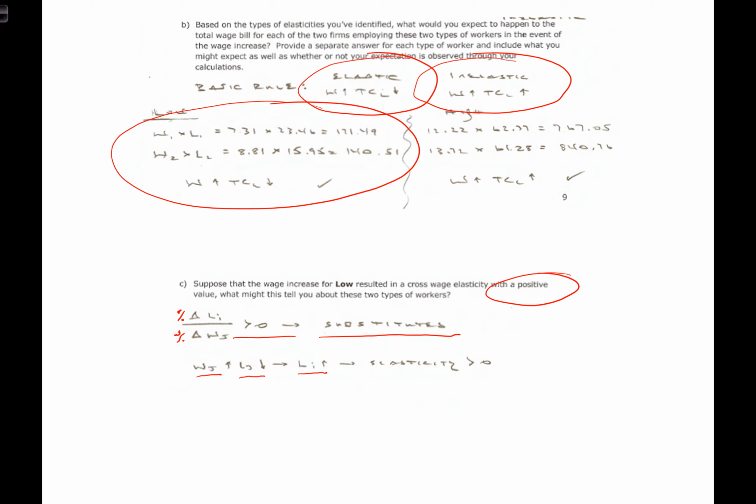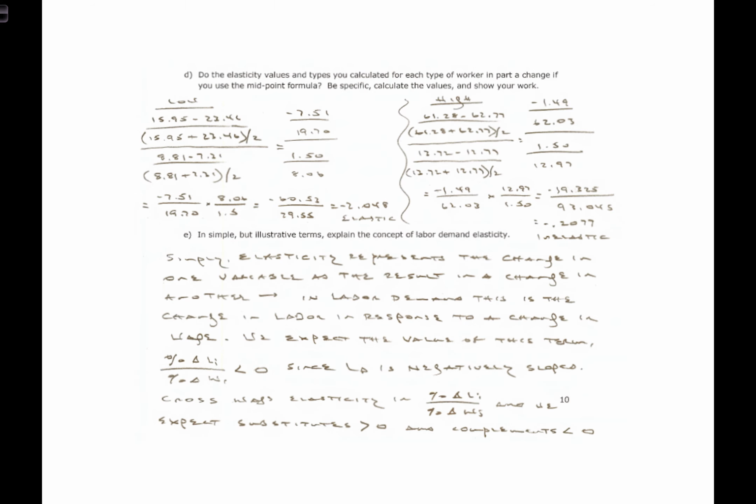Even though I've done these now probably thousands of times, I still walk through this kind of a scenario step by step. Just as I do here in item B. I take out my rule from what I've memorized, and then I validate through the numbers whether the rule made sense. So as I go to item D, now I ask you, does the elasticity value and type you calculated in part A change if we use the midpoint formula?